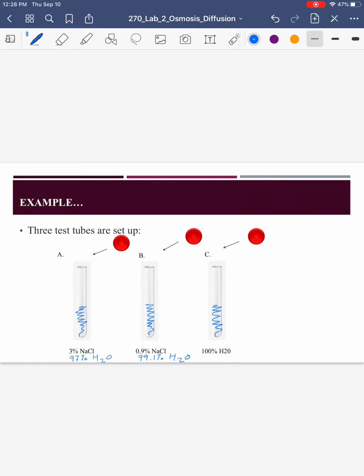Once we add the red blood cells, there is some fluid in red blood cells. All cells have a little fluid on the inside. And we happen to know, it's just a known, what the fluid inside red blood cells is. So for all three of these, that red blood cell is a little bit salty. So it has 0.9% sodium chloride, which means the remaining is 99.1% water. And that's going to be the same for all red blood cells.